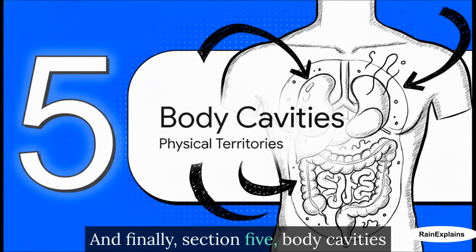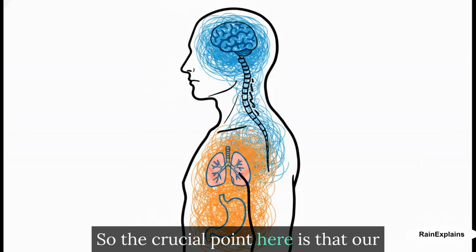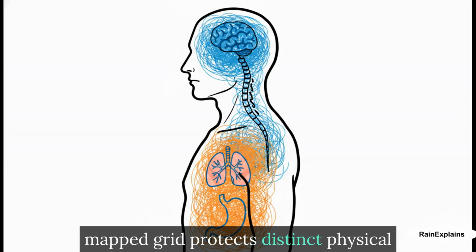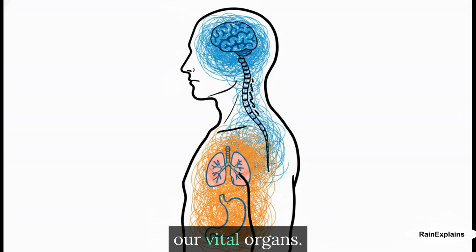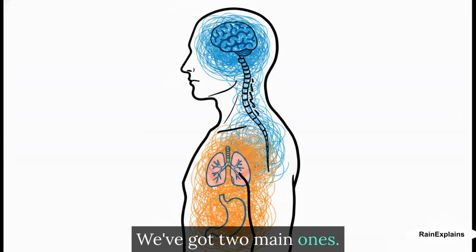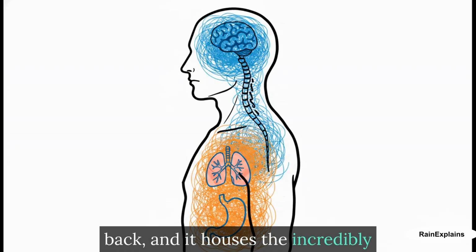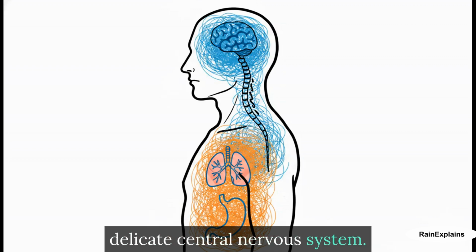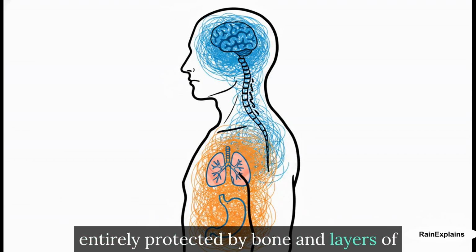And finally, Section 5, body cavities and regions. So the crucial point here is that our mapped grid protects distinct physical territories, or cavities, which safely house our vital organs. We've got two main ones. The dorsal cavity is posterior, in the back, and it houses the incredibly delicate central nervous system. We're talking the brain and the spinal cord, entirely protected by bone and layers of tissue.